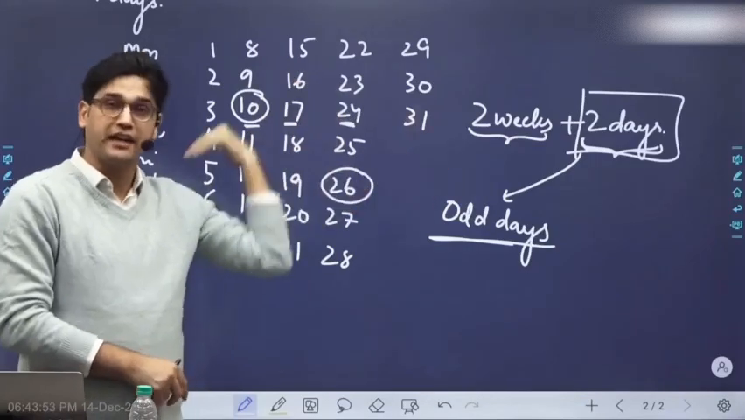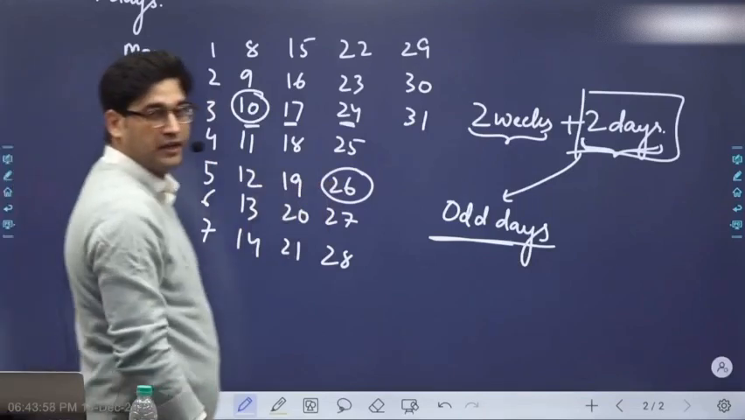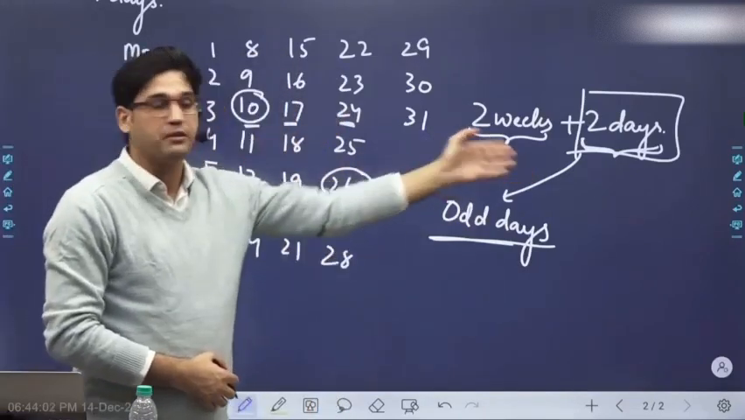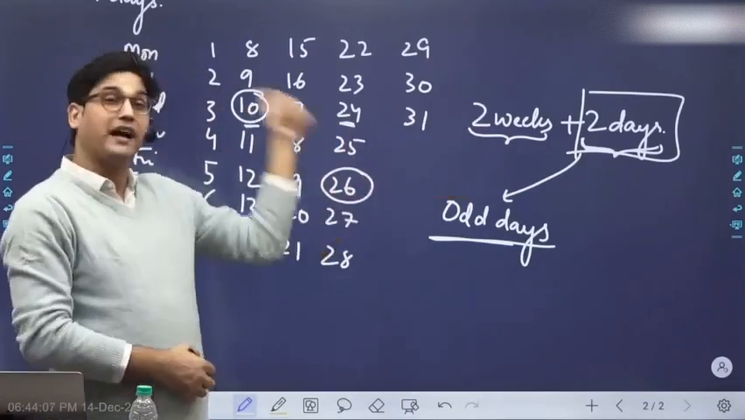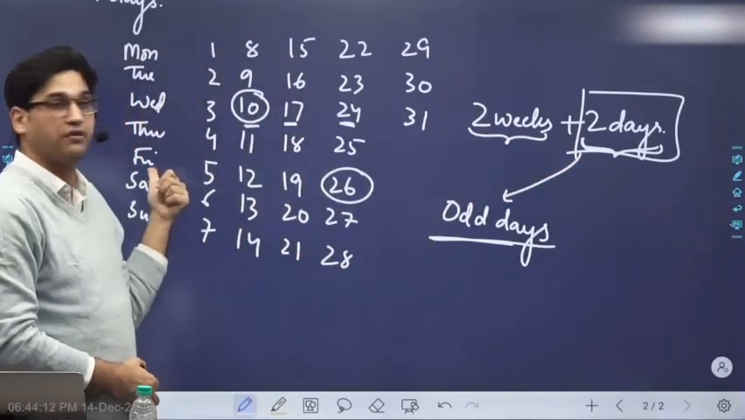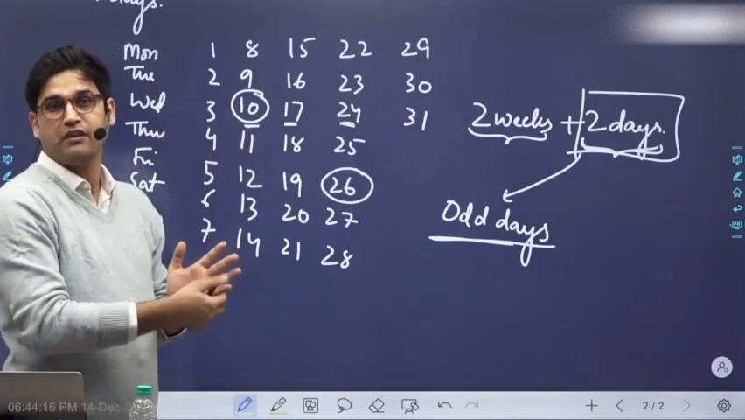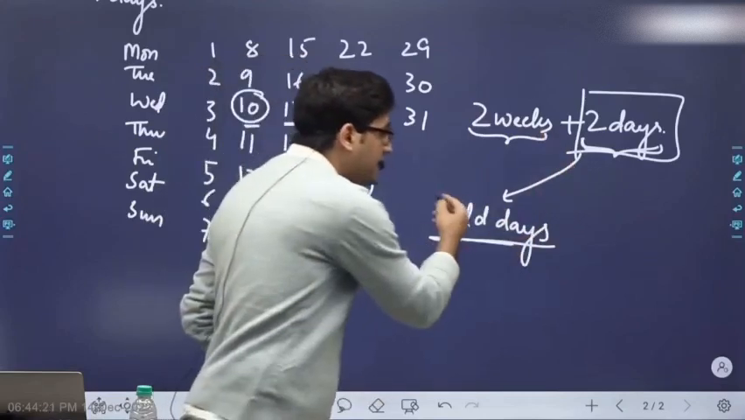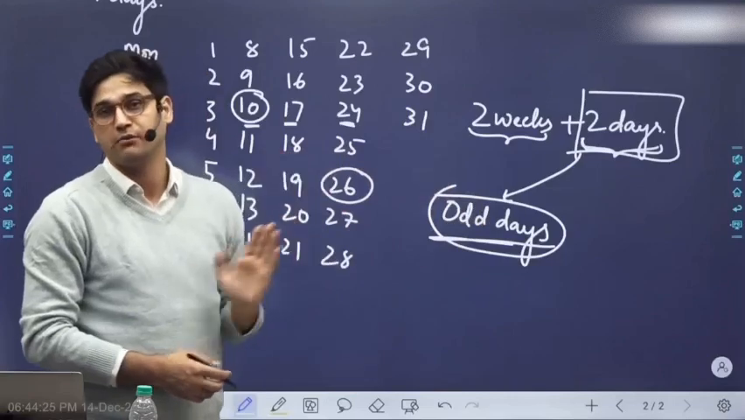If I'm moving back in time, for example, if I told you 26th is a Friday, what day of the week will be the 10th of this month? Again, the same concept. Between 26 and 10, there will be 2 weeks and 2 days. Because I'm moving back in time, I will have to subtract these 2 days from my reference date. My reference date was Friday. Friday minus 2 will be Thursday and Wednesday. 10th will be a Wednesday. So if I'm going forward in time, I add the number of odd days. If I'm going backwards in time, I have to subtract the number of odd days.